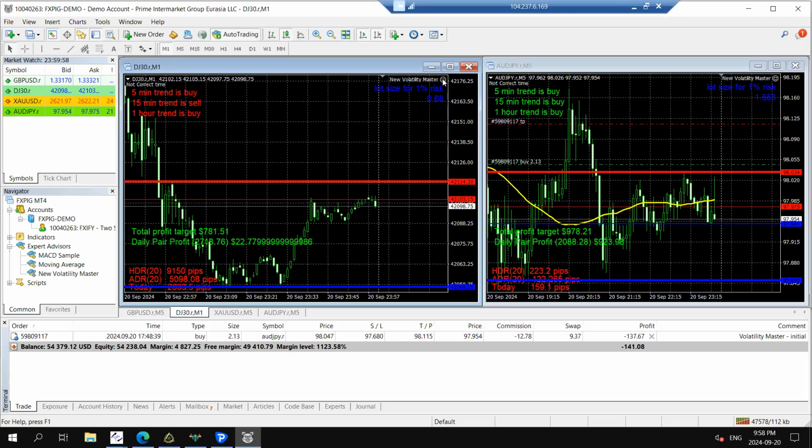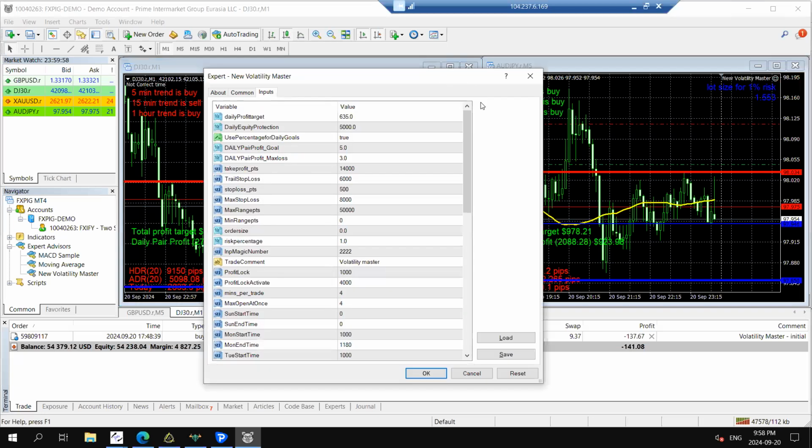Okay, so I'm going to bring up the settings for US 30 that I'm using. And don't worry about the daily profit target. That's just set very low because I'm pretty close to passing my prop firm challenge, and I just need to make that much more. So it's set to cut out as soon as it makes that.